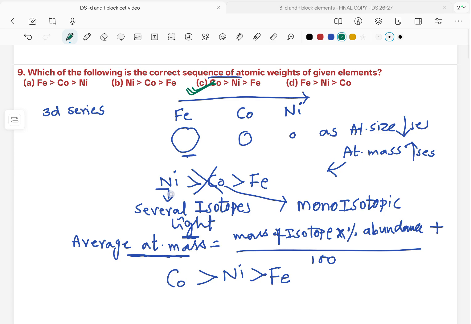As nickel has several lighter isotopes, and we are supposed to find out the average atomic mass, which will fall lesser than cobalt, which is monoisotopic. Therefore, our answer will be C option.